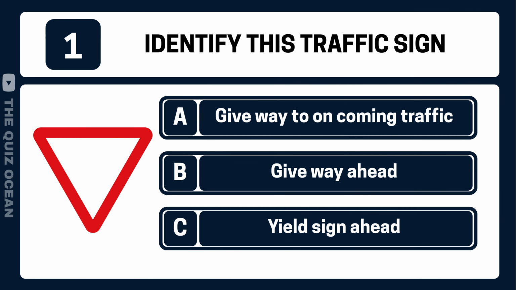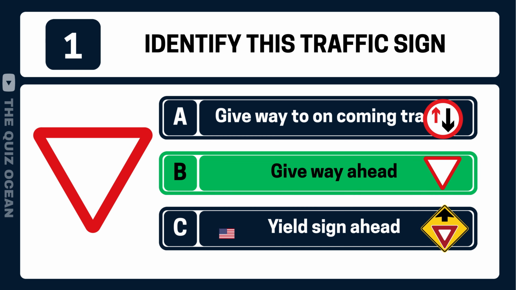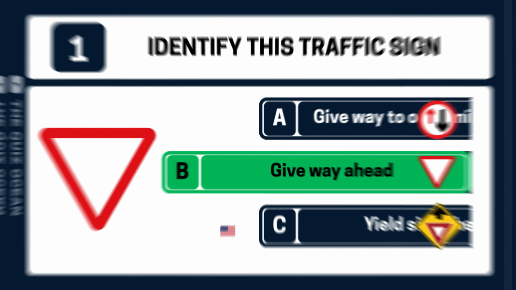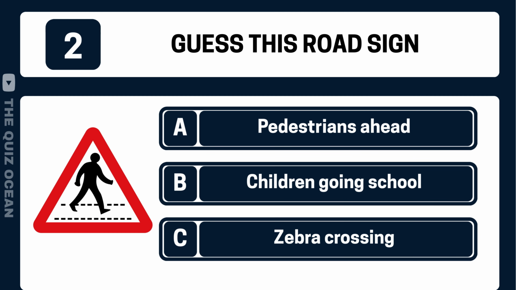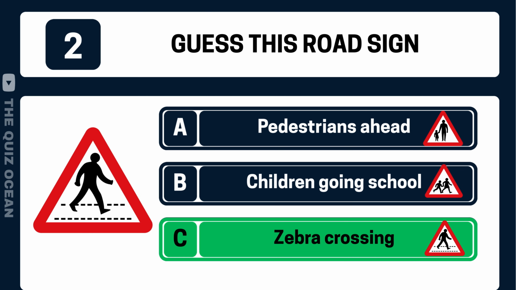Identify this traffic sign. Well spotted. This sign warns drivers to give way to other vehicles ahead. Guess this road sign. Excellent. This sign indicates a zebra crossing for pedestrians.